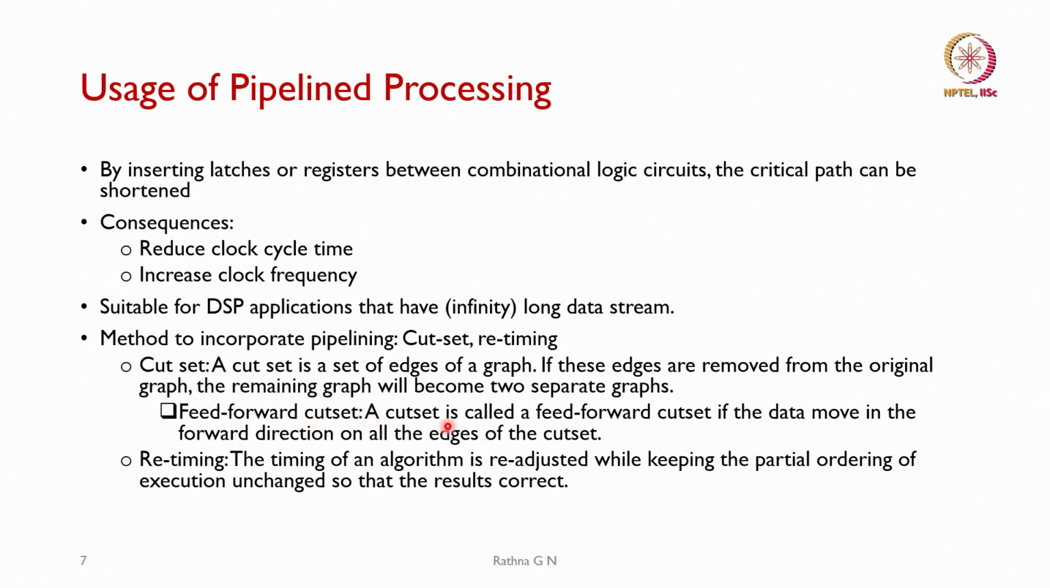Usually we apply a feed forward cut set in our filter. We call it feed forward because data moves in the forward direction through all the edges of the cut set, so there will not be any feed backward data flow. Only if there is feed forward data do we call it a feed forward cut set. The other one is retiming. Retiming of an algorithm is readjusted while keeping the partial ordering of execution unchanged, so that the results are correct. We will see how we do that.